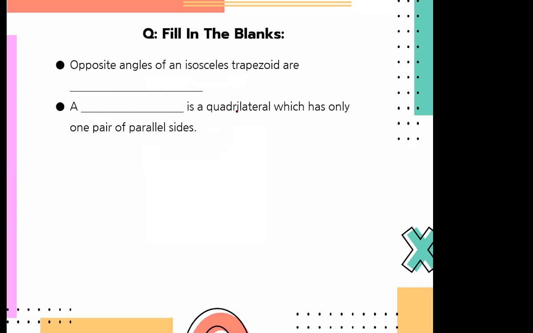A dash is a quadrilateral which has only one pair of parallel sides. Yes, what will be the answer of this one? Yes, very good, Meeram. What about others? Yes, Hamza, right. Yes, Farda, you are right. Saad Suhail, you are wrong. One pair of parallel side. No, Saad Suhail.